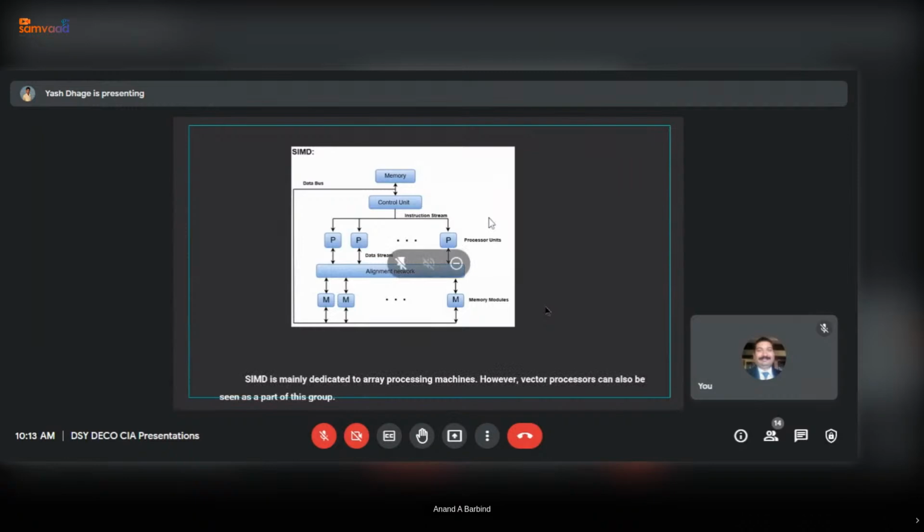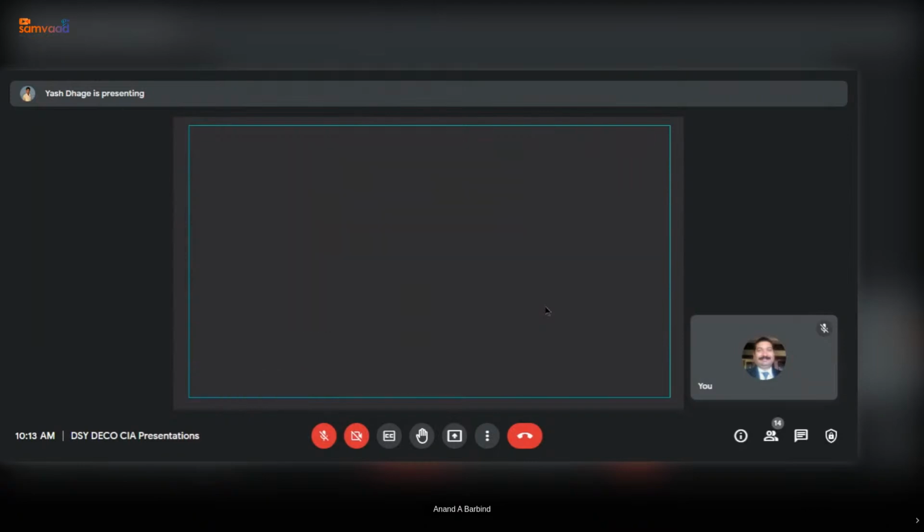So mainly, single instruction multiple data is dedicated to array processing machines. How vector processing is done can also be seen as part of this group. Here, examples of single instruction and multiple data are Pentium 3 and Pentium 5. The next classification of Flynn's taxonomy will be explained by Pranav.